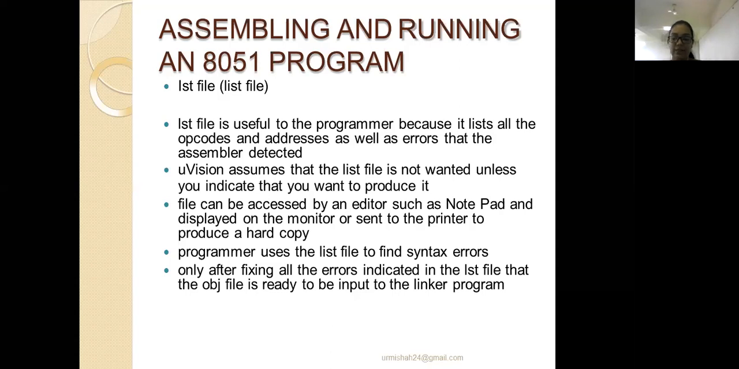So this LST file basically includes the list of opcodes and addresses to check whether there is any error or not at the time of assembling any program. Once everything is clear in the LST file, it will generate the OBJ, that is the object file, and that object file will go as an input to the linker program.